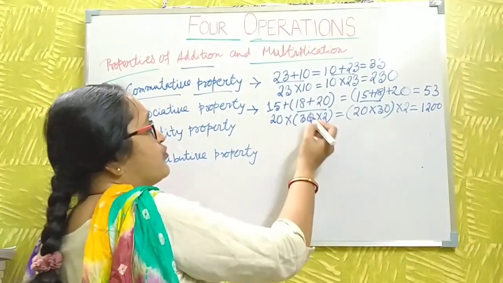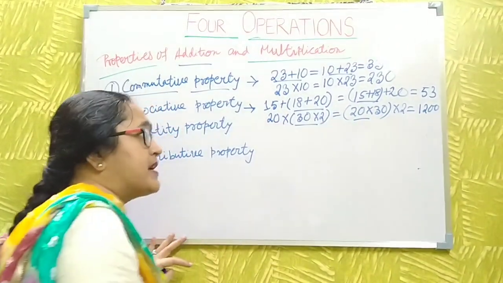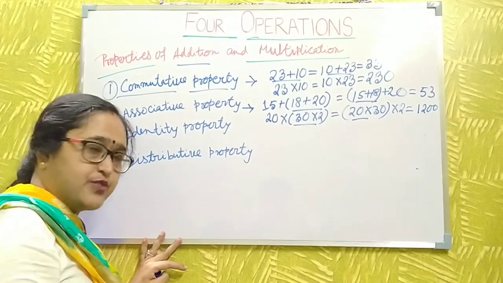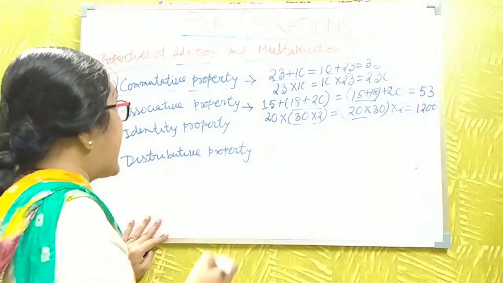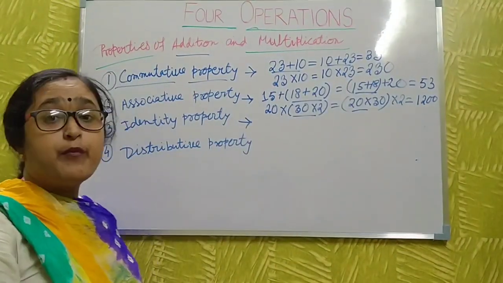If you put brackets here and you put brackets here also, then the result becomes the same. This is called the associative property. Now I discuss the identity property. What is the meaning of identity?